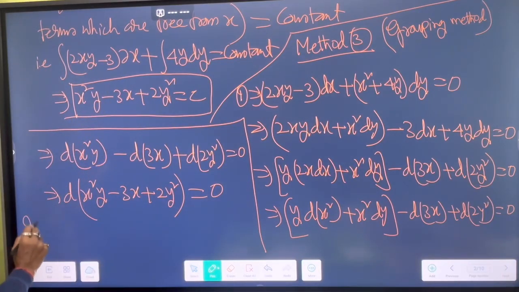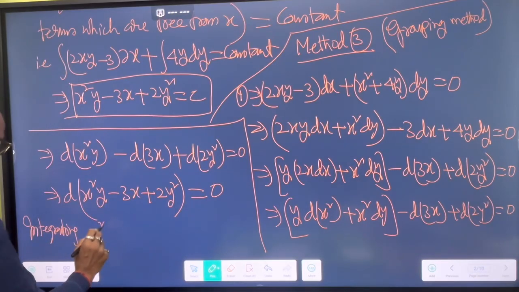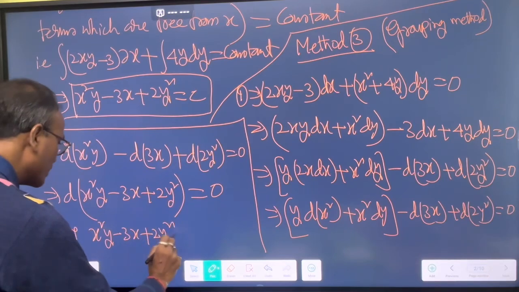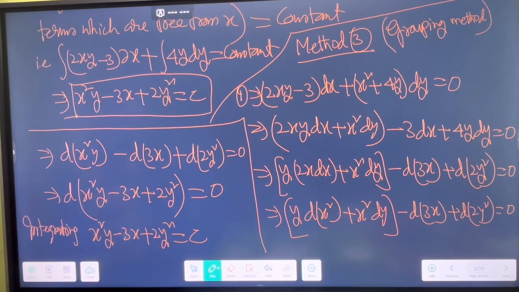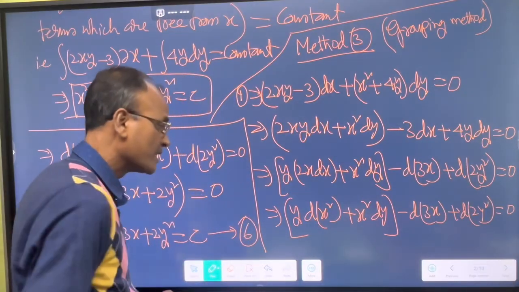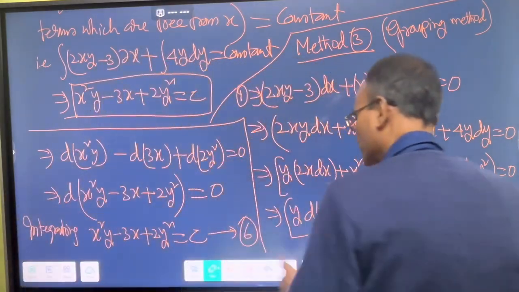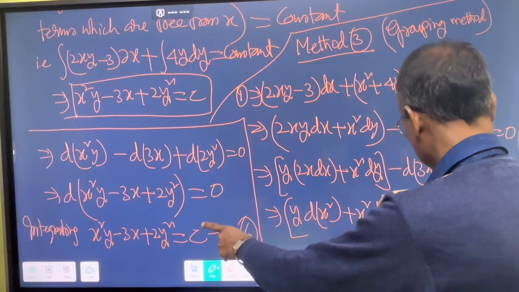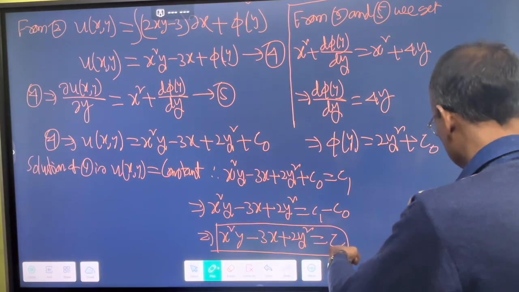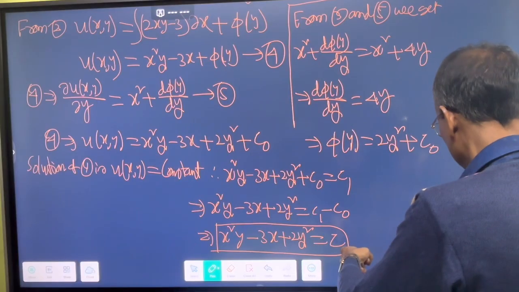Integrating, just integrate it: x square y minus 3x plus 2y square equal to c. This is number 6. You see, here also x square y minus 3x plus 2y square equal to c.